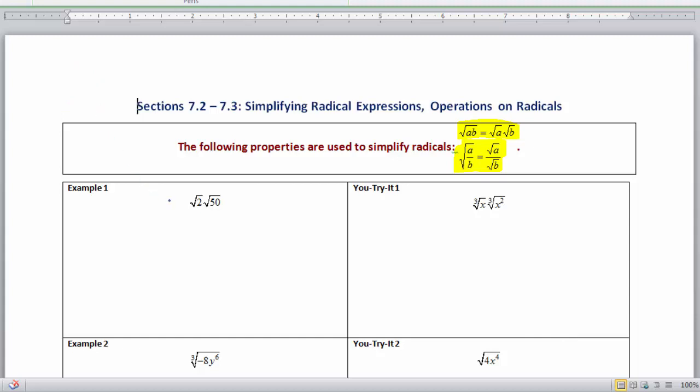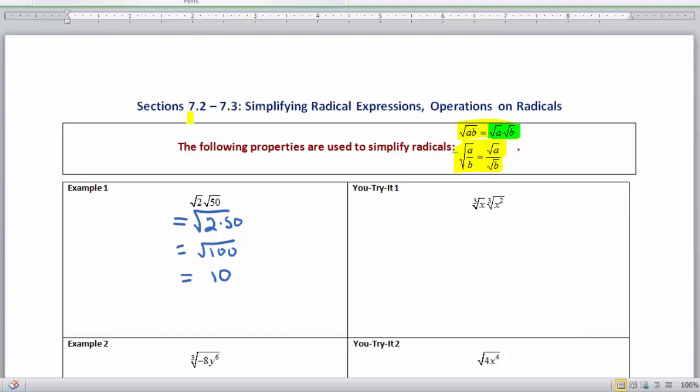All right? So example 1 is square root of 2 times the square root of 50. All right? So that actually looks like the right-hand side of this top property, right? Which says the square root of a times the square root of b. So a is like 2, and b is like 50. So what the property tells us, looking from right to left, is that this can be written as the single square root of 2 times 50, right? And 2 times 50, of course, is just 100. So this thing is really just the square root of 100, which of course is 10.